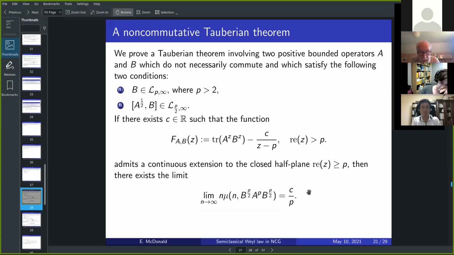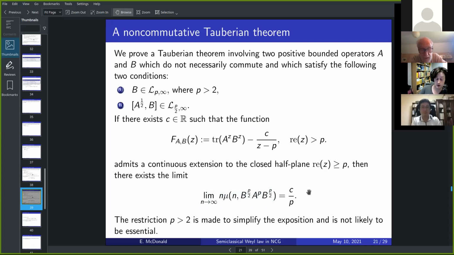So there are some things to remark about. The first thing is that we make the assumption that p is bigger than 2. I don't think that's really essential. That's just something we made to be convenient for the proof. Probably that could be removed with a certain amount of effort. The trouble is that when p is less than or equal to 2, this space L_{p/2,∞} is a quasi-Banach space, and you have to think a little bit harder about that. But regardless, I'm confident that this, or maybe a slight modification of this, will be true when p is less than or equal to 2.